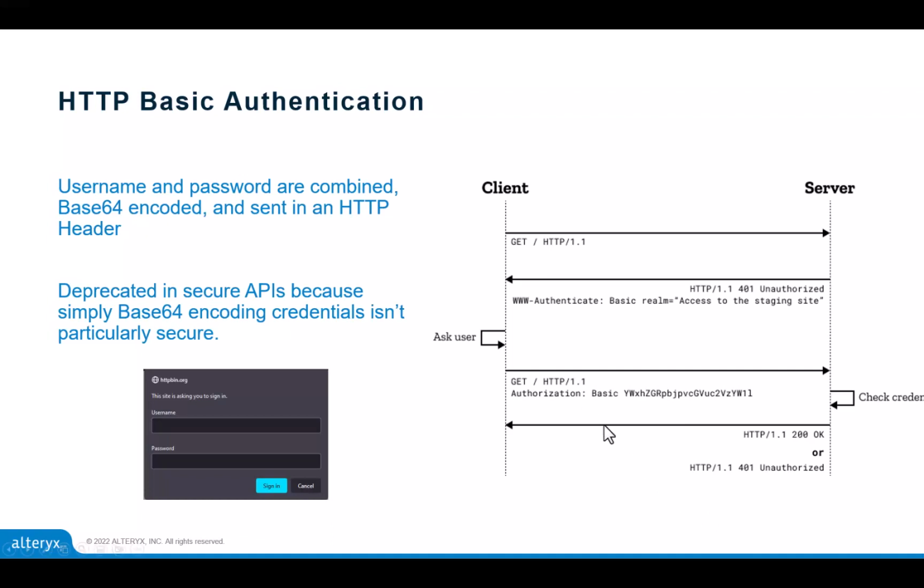Here is a diagram showing the standard handshake for basic auth. Essentially, you first try and reach out without authorization credentials, get a 401 error, and then send the basic credentials. And if the server accepts it, then you're authenticated.